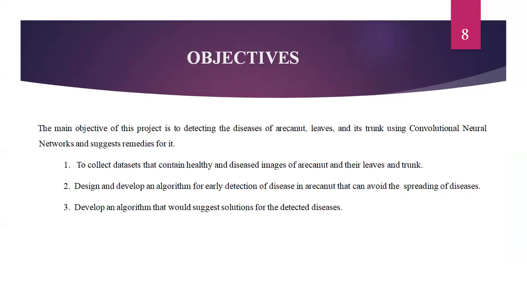Next, the objective. The main objective of our project is to detect the diseases of arecanut leaves and trunk using this convolutional neural network and suggest the remedies for them. First, we have to collect the dataset. The dataset consists of both diseased and healthy arecanut leaves and trunk. Next, we have to design and develop a CNN algorithm for early detection of the diseases in arecanut and also avoid spreading of the diseases. We have to detect the diseases early, and next, we have to develop an algorithm that would suggest the solution for the detected diseases.